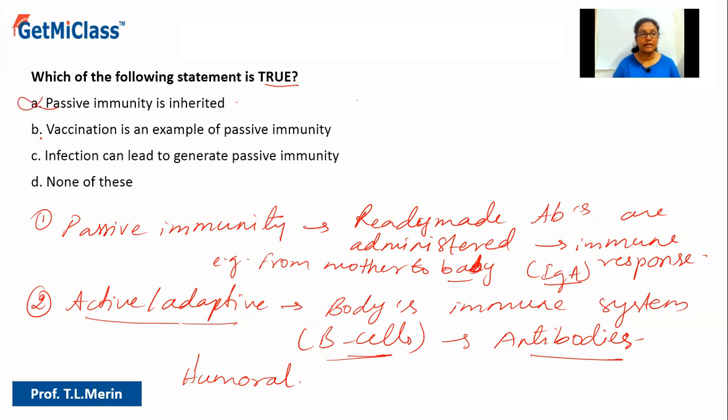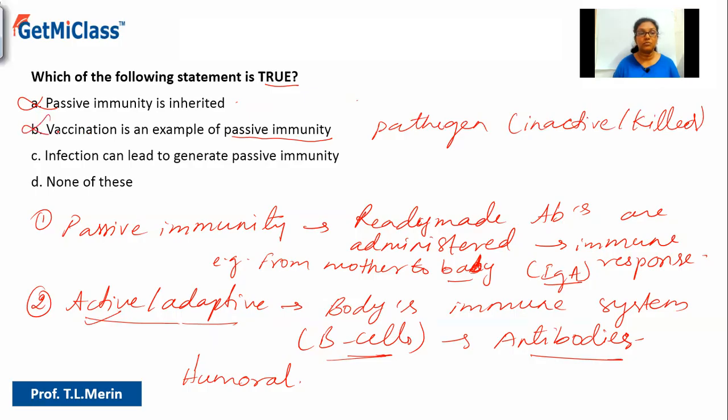So that is incorrect. Option B says vaccination is an example of passive immunity. So what is vaccination? That is nothing but administration of pathogenic organisms, maybe inactivated or heat killed, or even a part of the pathogen, which will elicit active or adaptive immunity, not passive immunity. Hence, it is ruled out.